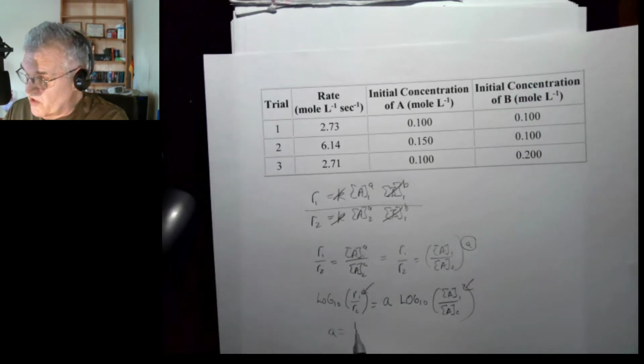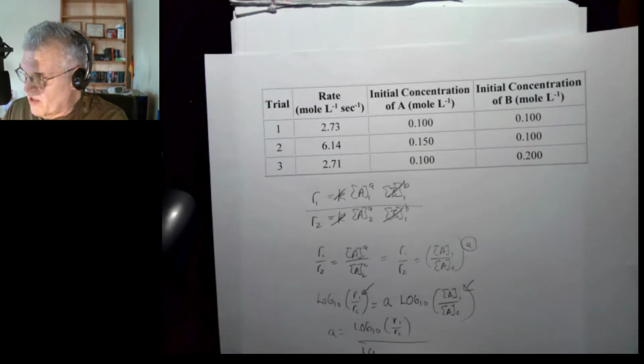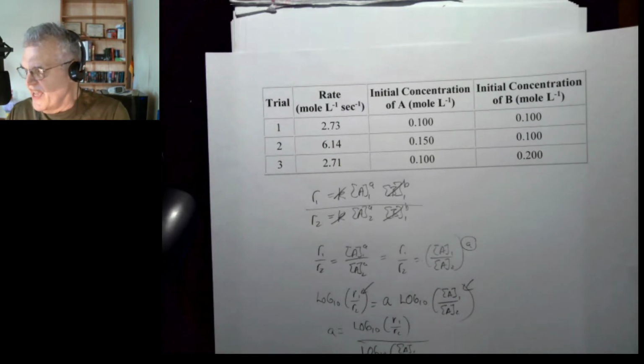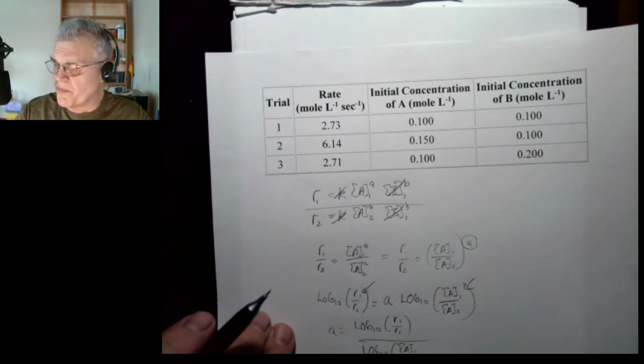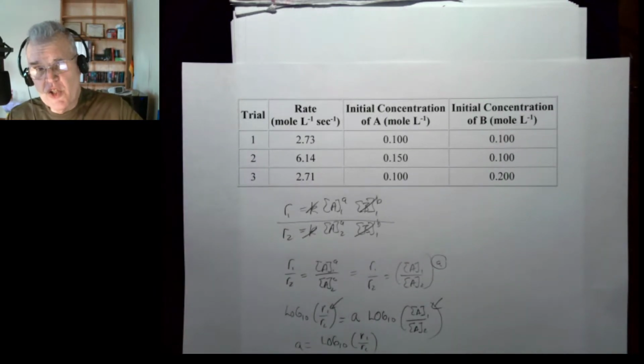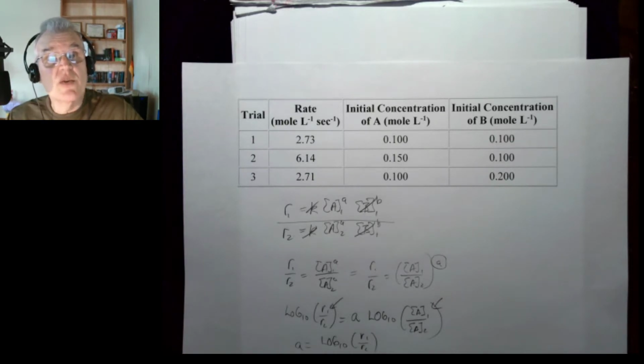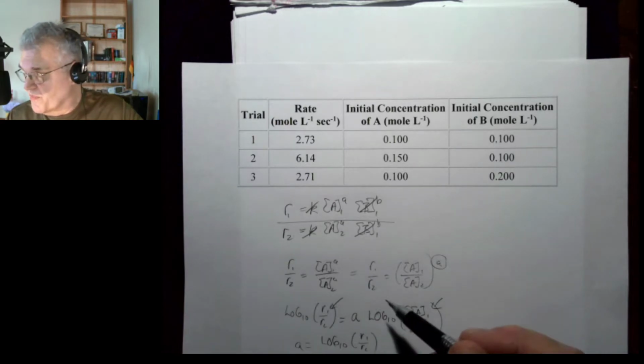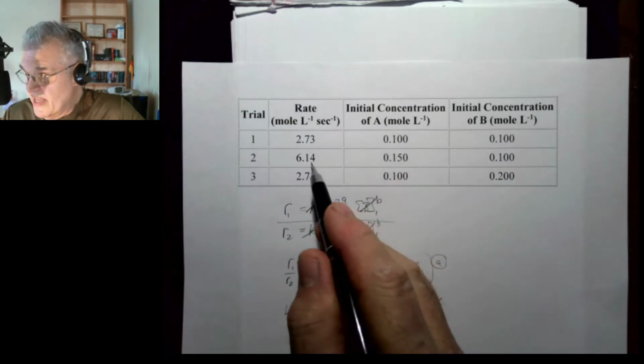I can solve for A. A is going to be equal to log base 10 of rate 1 over rate 2 divided by log base 10 of concentration of A1 over concentration of A2. Okay, that's how I solve for A. Pretty easy. So then what do I have to do? So this is the way you approach these problems. You find two trials in which the concentration of one of the components changes, the concentration of the other one does not. The one that changes is the one that you're finding the order with respect to. So let's look at it. Let's do it for A in this case.